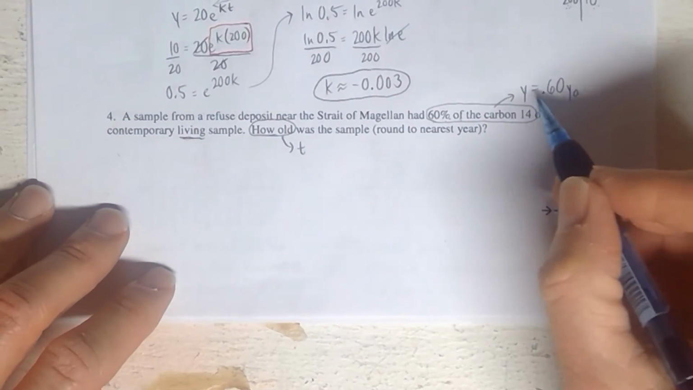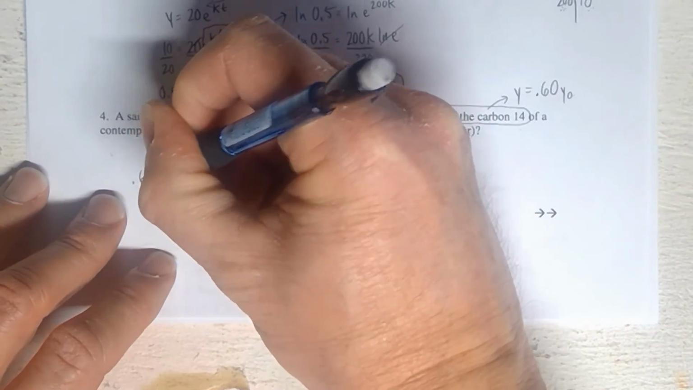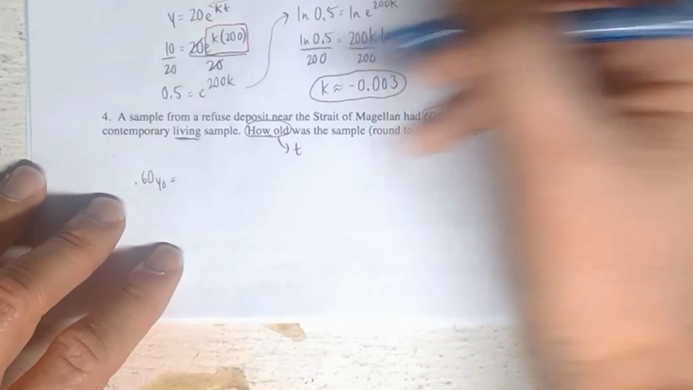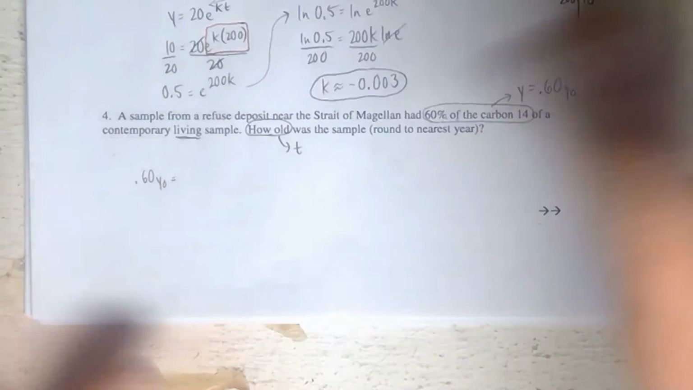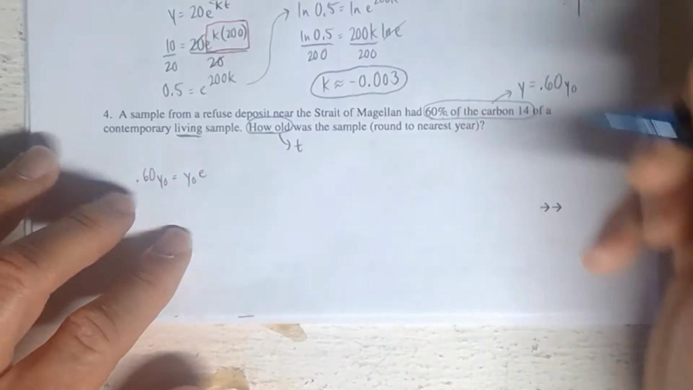Just like normal, if they give you the Y and you want to figure out T, you plug in the Y into the equation. I know it looks unusual because there's a variable there. It's not really a variable, it's Y naught, but we don't know what it's equal to. But don't worry, we're still going to be able to do it. I'll show you why. It's a little bit different.